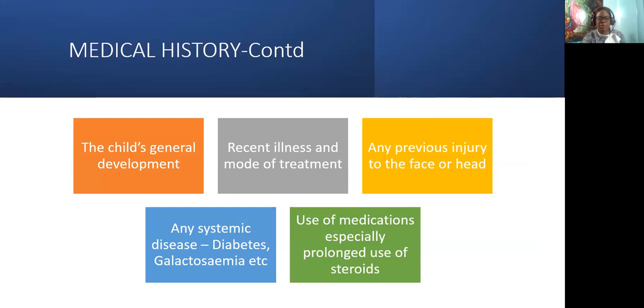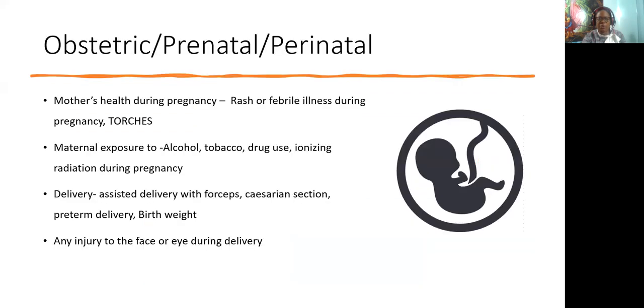For the medical history, we want to find out the child's general development. We want to know whether there was any recent illness and the mode of treatment, any previous injury to the face or head. We want to find out if there is any systemic disease like diabetes or galactosemia. We want to find out the use of medications, especially prolonged use of corticosteroids.